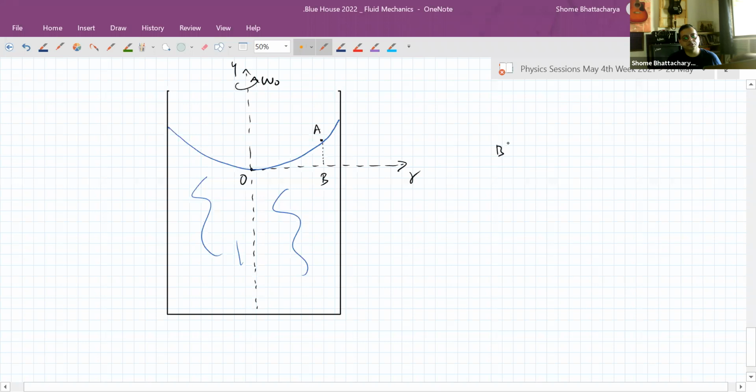The coordinates of the point B are r, 0, sorry, not 0, r, rather r, 0. The y coordinate will be 0 because I've taken the origin here. Whereas A is above it, so it is at y coordinate of y. So this distance is y. Now pressure at O will be equal to pressure at A, which will be equal to atmospheric pressure. So let's write that as P naught, at the origin, and at the point r, y.